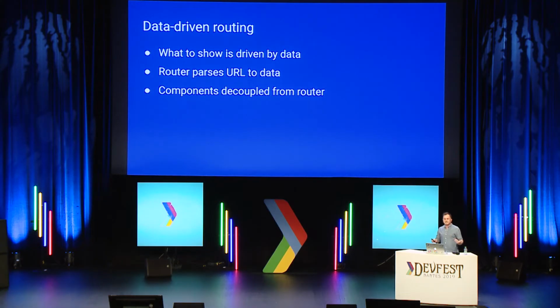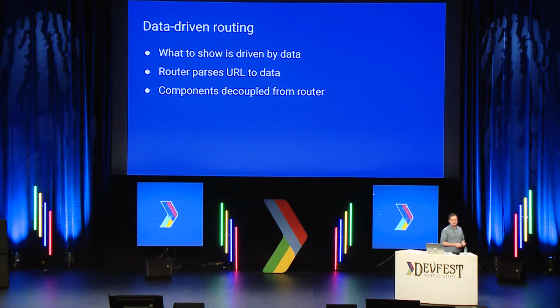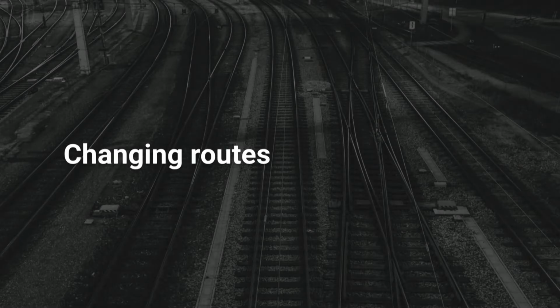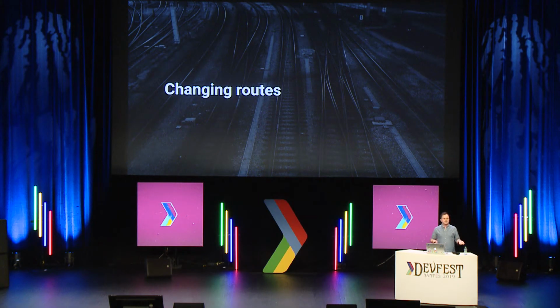And if you're driving your routing from data, you might call this data-driven routing. And the idea behind it here is that what to show is driven by data, and the router is only responsible for parsing the URL and producing new data, and the components end up being very decoupled from your router, which is a good thing to do. And we can kind of visualize this here by seeing that if we have two different URLs that feed into our application, they're going to hit the router, get parsed, create new data, and that's going to flow down through the page.